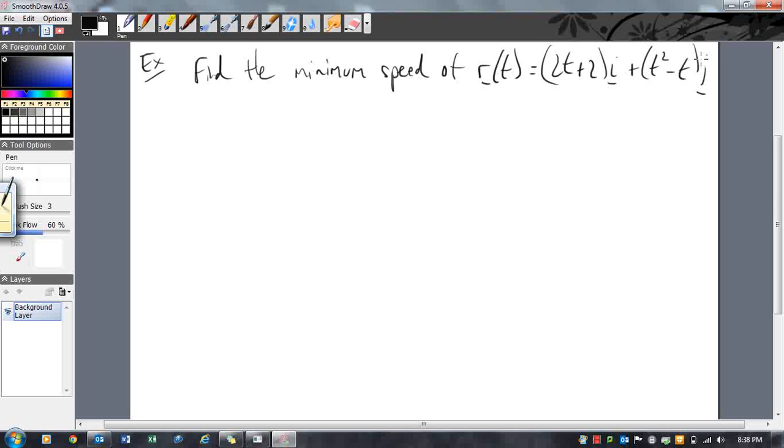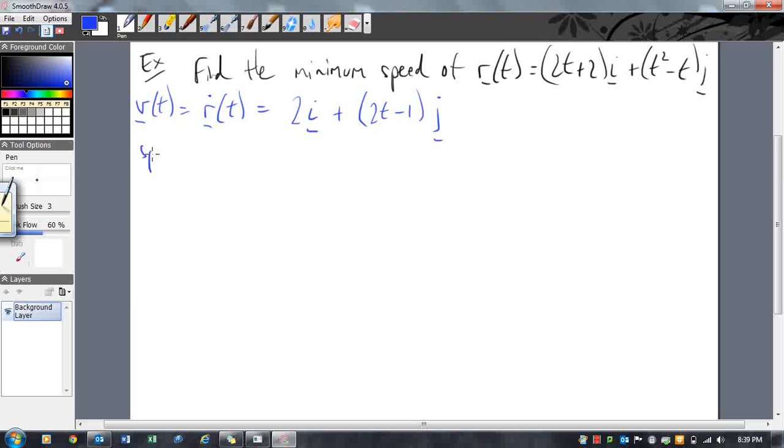Let's have a look at it. Let's find the speed. To find the speed, there's something you need first: we need the velocity function. So our velocity function is r dot t, which is just the derivative of this guy. The derivative of 2t plus 2 is just 2, so it's just 2i in the i direction. That's nice and easy. Plus, the derivative of this is 2t minus 1, so (2t minus 1)j. There is my velocity function r dot t.